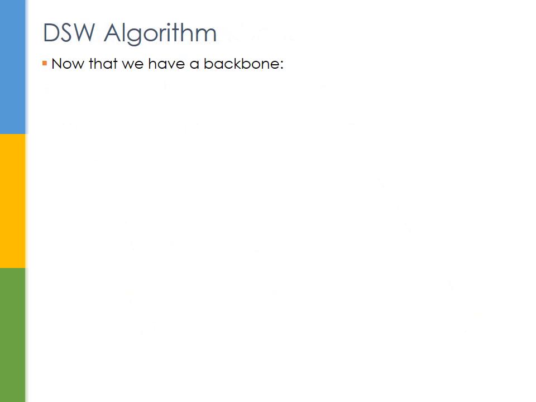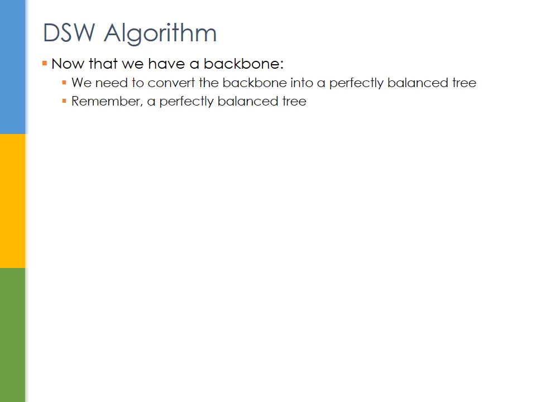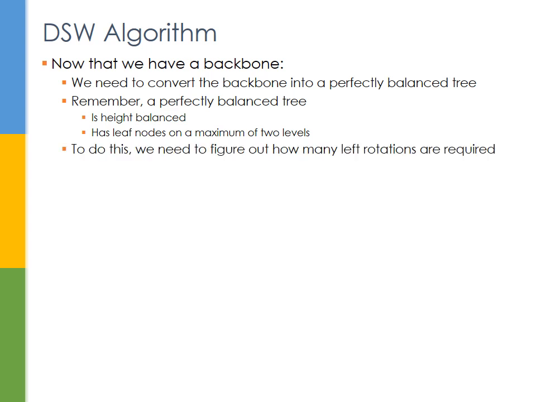Now that we have a backbone, we need to convert this backbone into a perfectly balanced tree. So in order to do this, we need to look at the properties of a perfectly balanced tree. And what we saw previously is that a perfectly balanced tree is height balanced, but it also has leaf nodes on a maximum of 2 levels. So in order to do this, we will be performing a series of left rotations, and we need to work out how many left rotations are required.